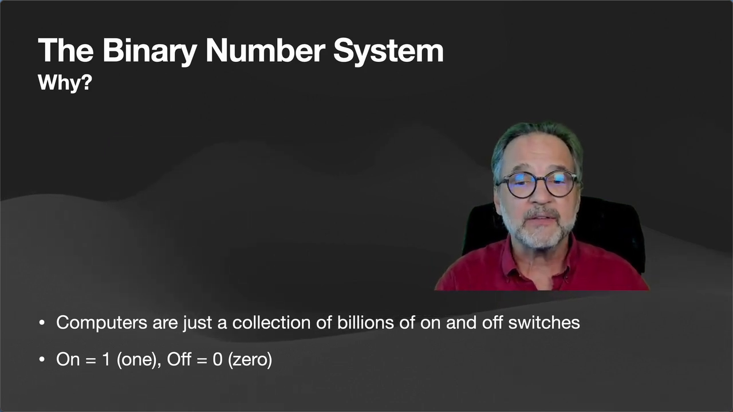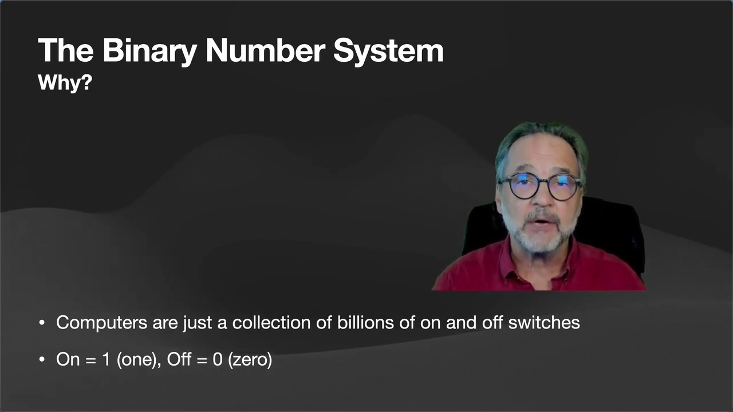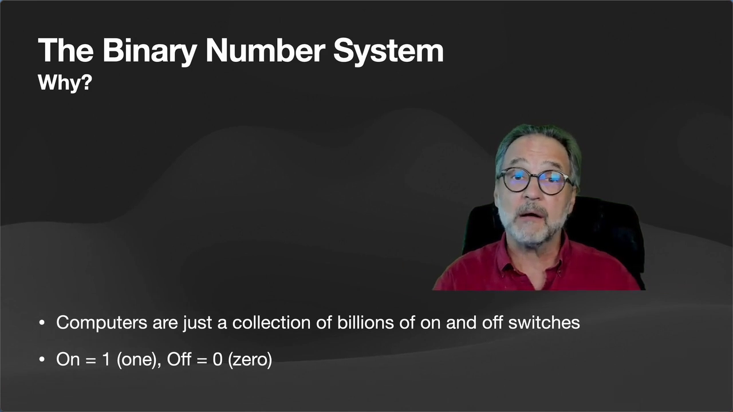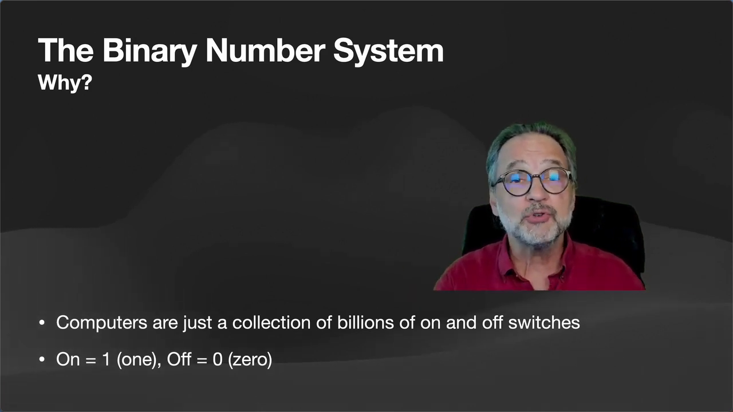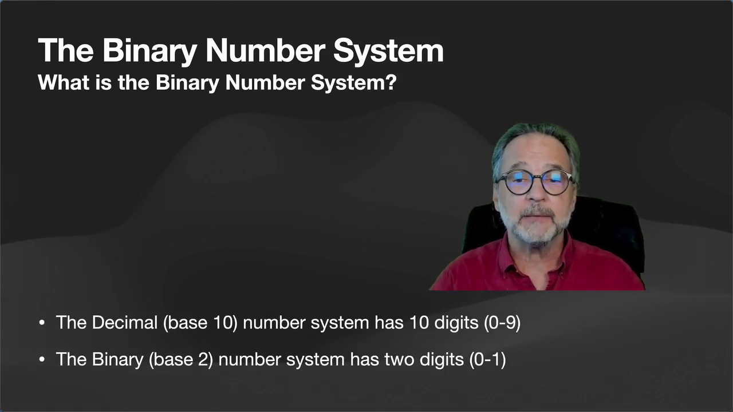So on is considered a 1 in the binary number system. Off is considered a 0. So again, on is 1, off is 0. It's also going to be thought of this way. True is 1, false is 0. So that's another way of thinking about it.